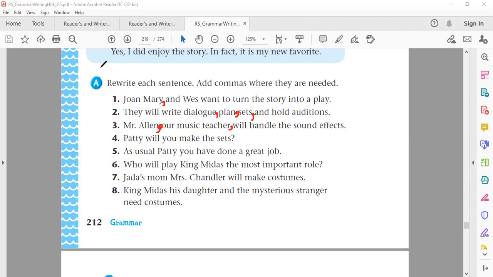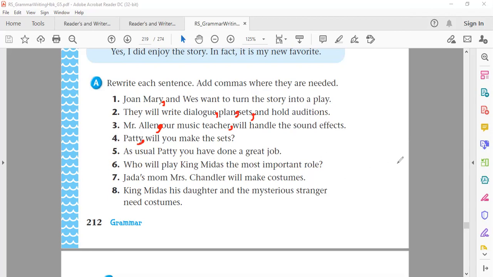Jury. Patty? Yes. Patty, will you make the set? After Patty? Excellent. I will say, Patty, will you make the sets? This is how you do it. Number 5, Mariana. Mariana, are you there? Yeah. Yes, number 5 for you. As usual, Patty, you have done a great job.